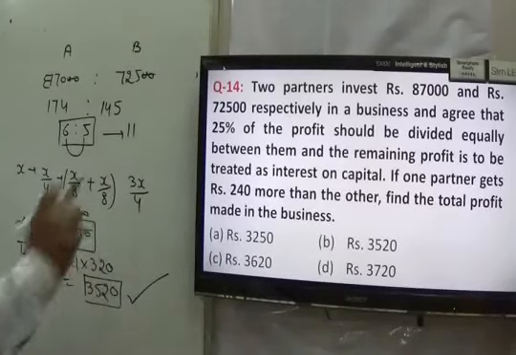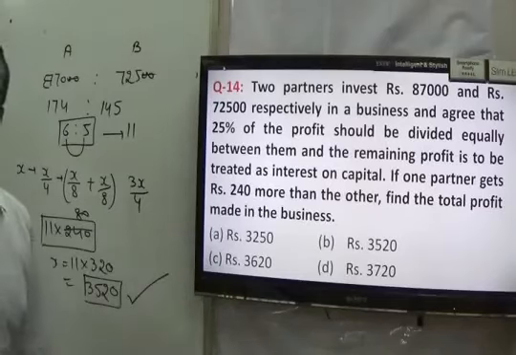So that they are in a position to divide in such a way that one partner gets rupees 240 more than the other partner.